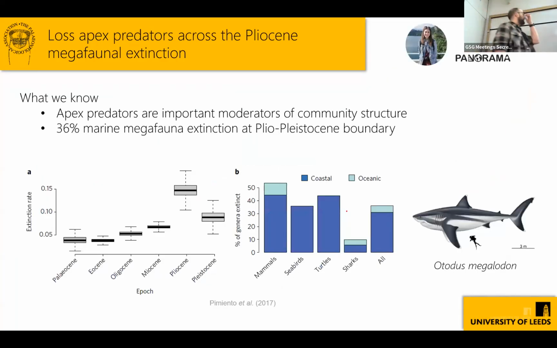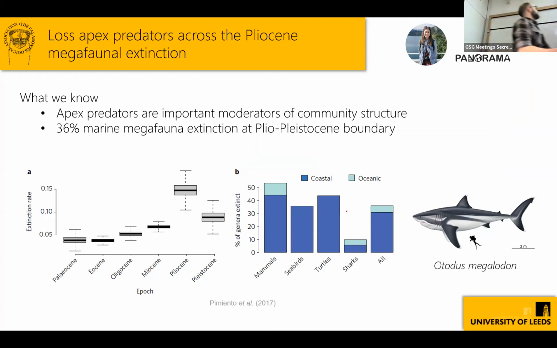So what do we know about this event? First of all, think about apex predators. They're really important moderators of community structure. They have a sort of capping effect on everything below them. They keep mesopredator populations in check. They're really important for nutrient fluxes between communities.